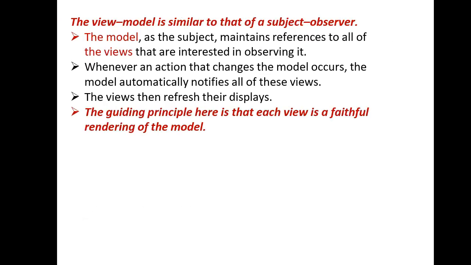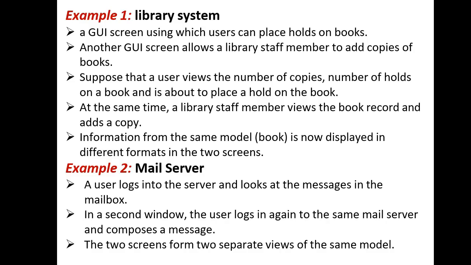The view-model relationship is similar to that of the subject and observer. The model as the subject maintains the reference to all of the views that are interested in observing it. Whenever an action that changes the model occurs, the model automatically notifies all of these views. The views then refresh their display. The guiding principle here is that each view is a faithful rendering of the model. Examples of MVC architecture are: first, a library system, a GUI screen using which a user can place a hold on books. Another GUI screen allows a library staff member to add copies of the book.